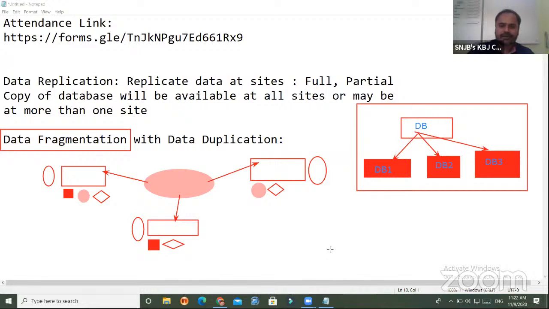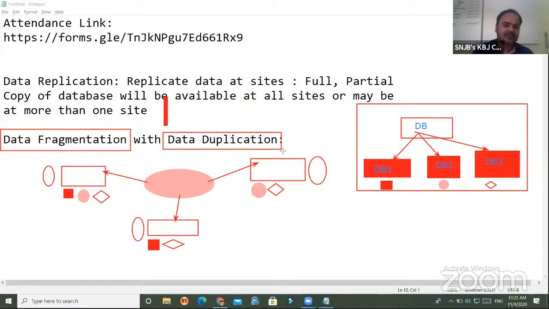So dear friends, you need to understand DB3 is actually by this particular symbol. Then DB2 is by this particular symbol, so that you will understand the symbolic notation. Then DB1 is by using this square symbol. So you may understand this is DB1 which is available here as well as at this particular site. So this is known as data replication.